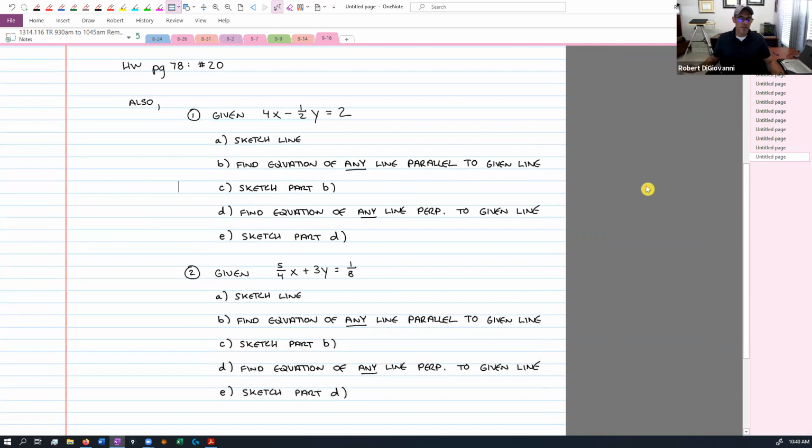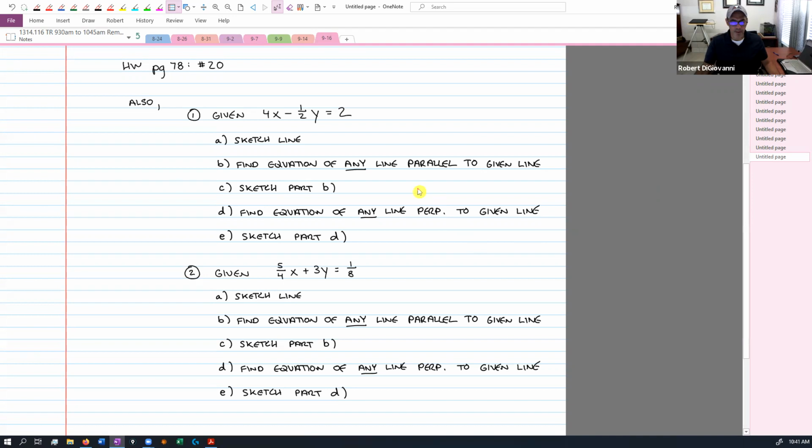So I think what this problem does is it gives you an opportunity to demonstrate a lot of the things that we've done with lines. You get to practice sketching. You might have to clear some fractions. You might need to find x and y intercepts. And then you have to use this idea of parallel and perpendicular and how the slopes are impacted, and see if you can't put it all together and answer these questions. If you get stuck on anything, we can talk about it when we come back.